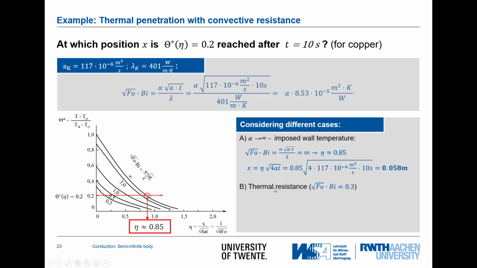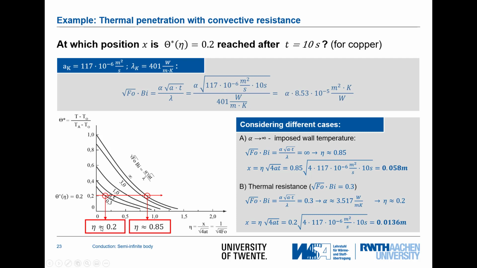For the next case, we look at the thermal resistance, and let's start here with a value of 0.3. The value of 0.3 will lead to a heat transfer coefficient of 3.5, which is not that high for this case. So there's a relatively bad heat transfer on the surface, maybe just due to natural convection. So for that case, we have eta approximately equal to 0.2.